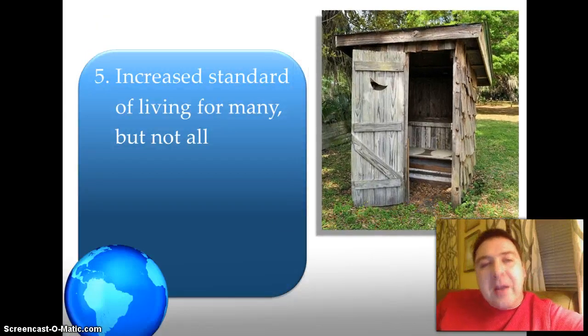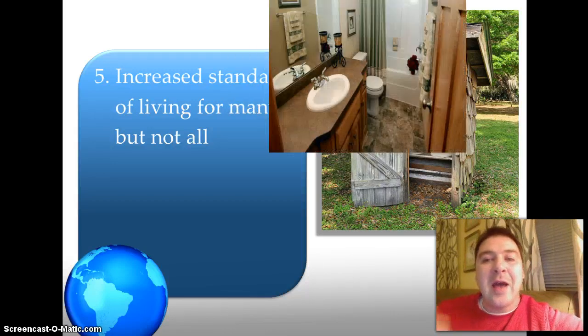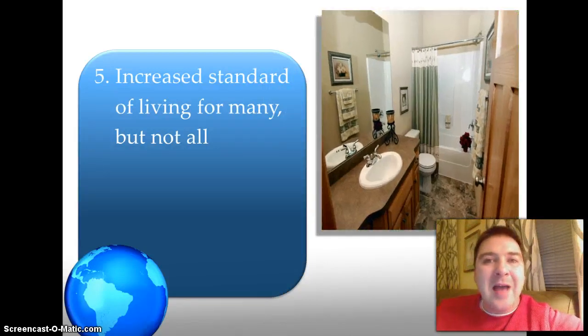The increased standard of living for many but not for all. Standard of living referring to the nicer things in life that make life more pleasant, whether it's, I don't know why I use the example here of a bathroom. Maybe 100 years ago this was the standard of living, was an outhouse. Today this would be maybe a high standard of living bathroom. Things like indoor plumbing, air conditioning, central heating in the house, these are all things that increase and improve the standard of living, but again, not for all. Not for all in any country and not for all around the world. But for many, the increased standard of living.